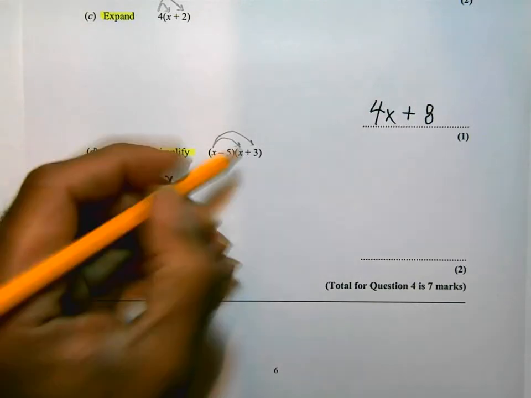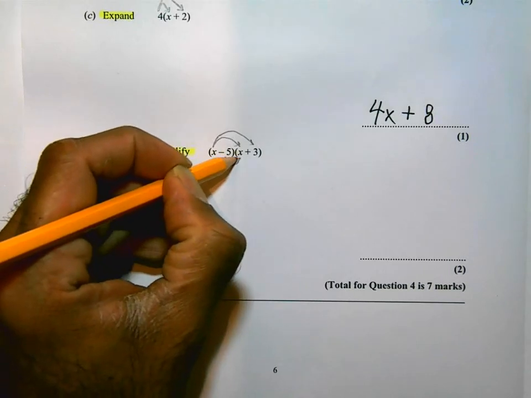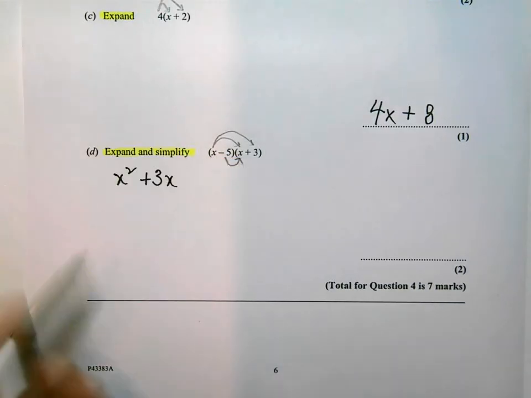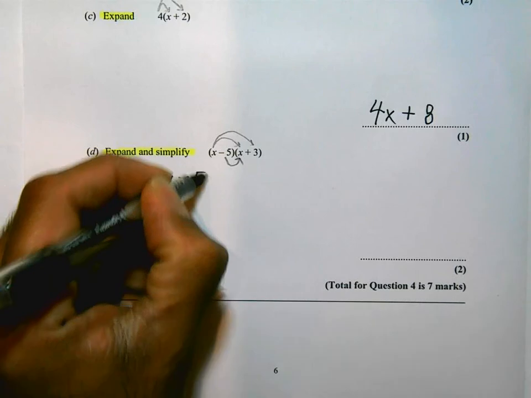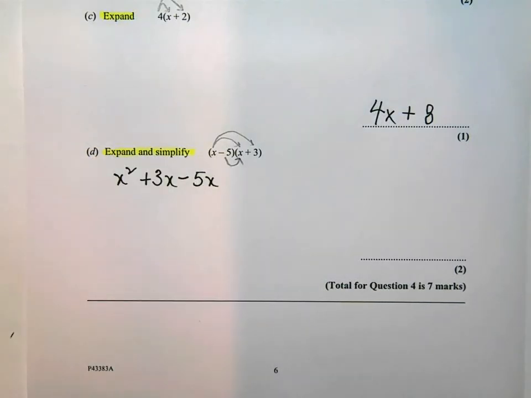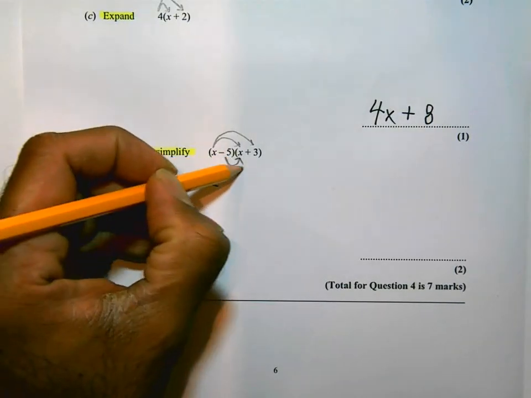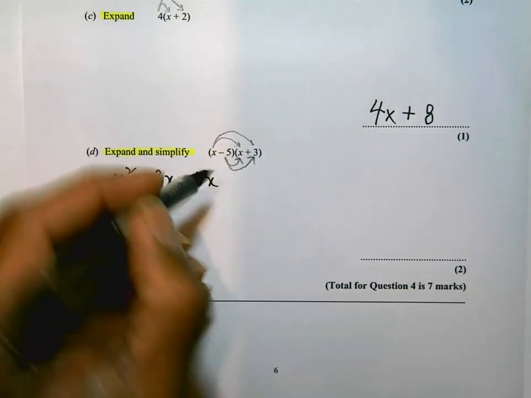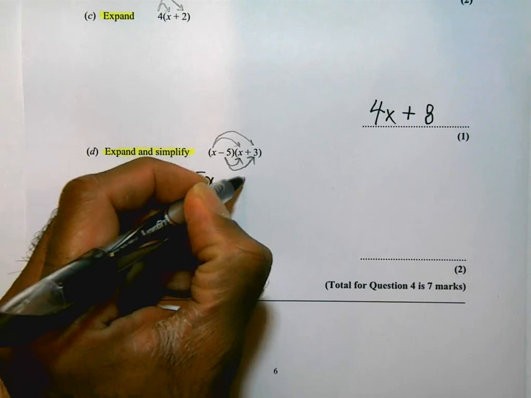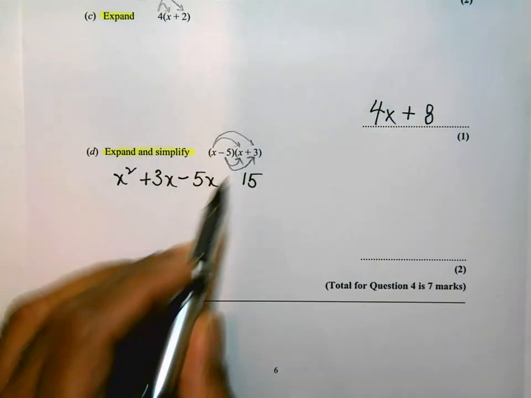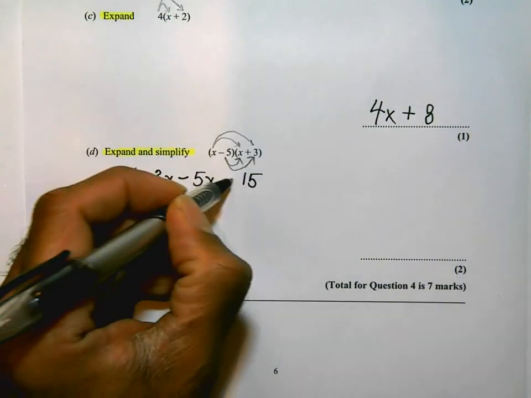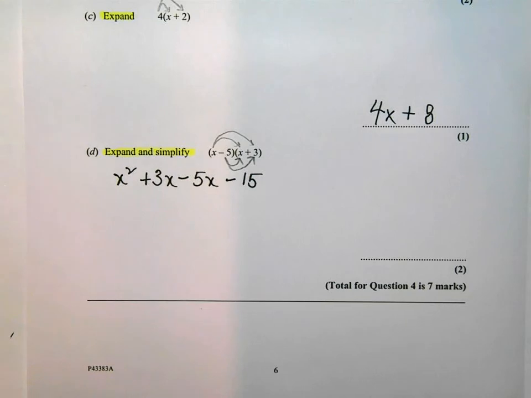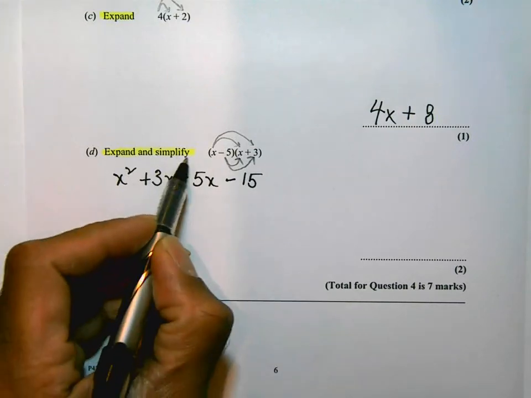So minus 5 times x is minus 5x, and minus 5 times minus 3. Oh, actually it's plus 3. Minus 5 times plus 3. Let's just do 5 times 3 is 15, and a minus times a plus is a minus. So be very wary of that. Now if I left the answer like this, I'd only get 1 mark because I haven't yet simplified. They want me to expand and simplify.